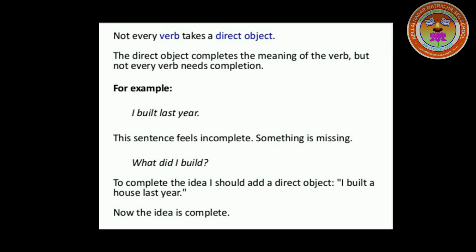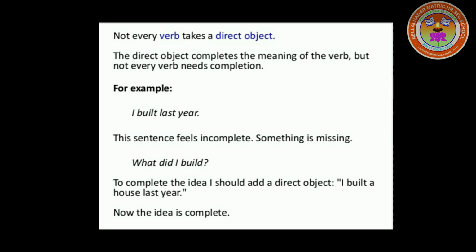For example, I built last year. I built last year. This sentence feels incomplete. Something is missing. What did I build? To complete the idea, I should add a direct object. I built a house last year. So now the idea is completed. So the house becomes the direct object to complete the sentence.